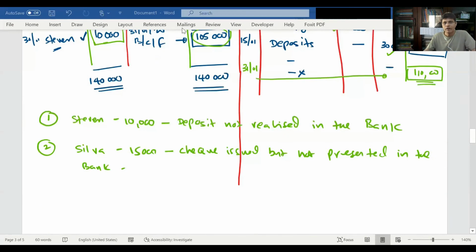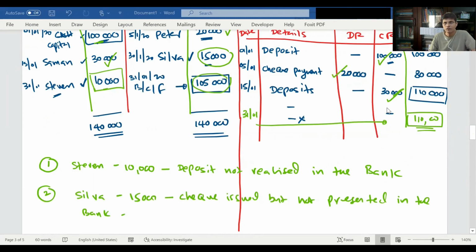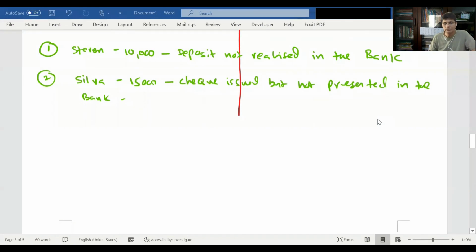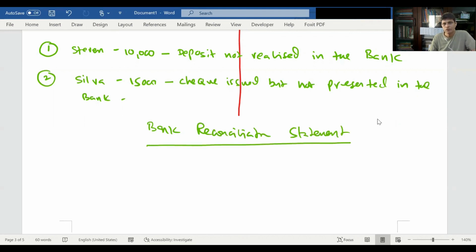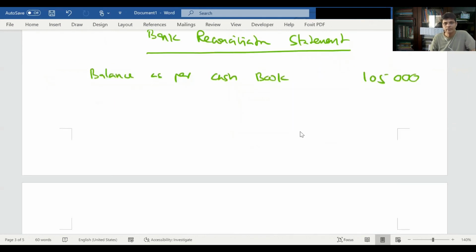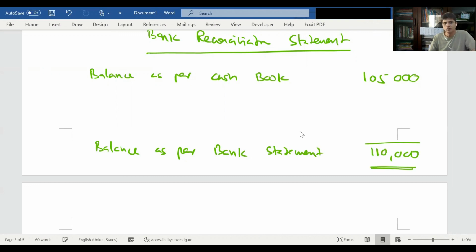What is the balance as per cash book? 105. Balance as per bank statement, 110. Now, when you prepare the bank reconciliation statement, let's take the balance as per cash book. The cash book balance is 105. By reconciling, we should arrive at the balance as per bank statement, which is 110,000. So when you start with the cash book balance, we should arrive at the bank statement balance.